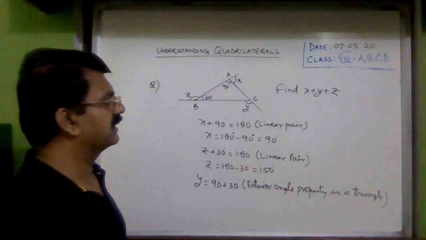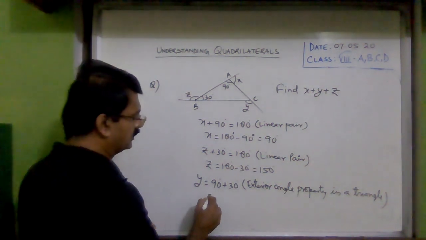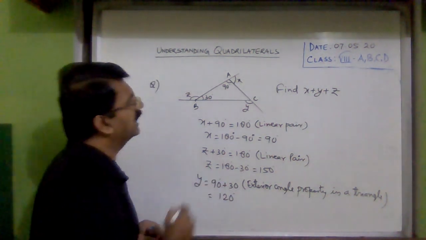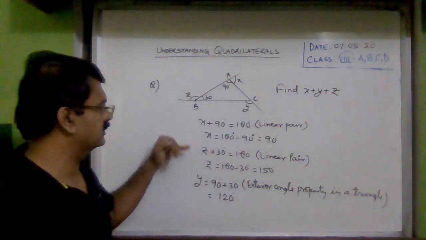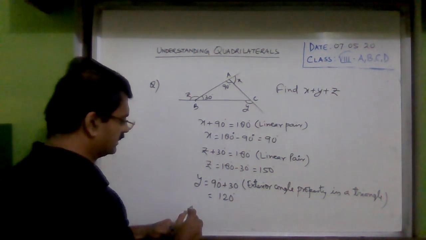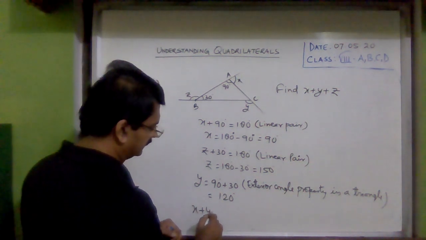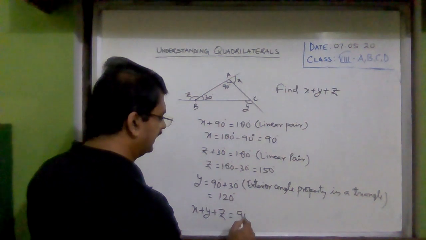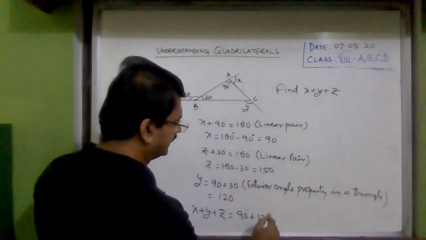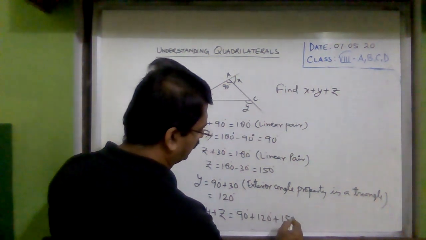Exterior angle property in a triangle. So y is equal to 120 degrees. Now we have to find x plus y plus z. We have separately found x, y and z. So x plus y plus z will be equal to 90 plus 120 plus 150.